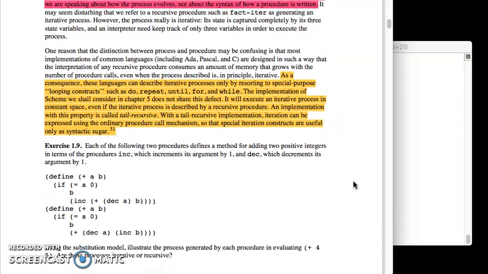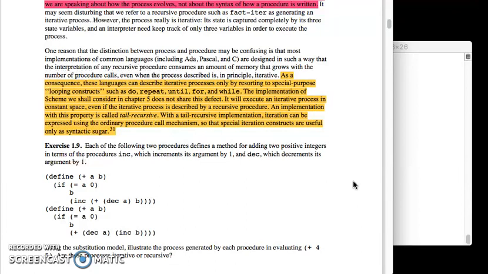One reason that the distinction between process and procedure may be confusing is that most implementations of common languages, including Ada, Pascal, and C, are designed in such a way that the interpretation of any recursive procedure consumes an amount of memory that grows with the number of procedure calls, even when the process described is in principle iterative. As a consequence, these languages can describe iterative processes only by resorting to special purpose looping constructs, such as do, repeat, until, for, and while.